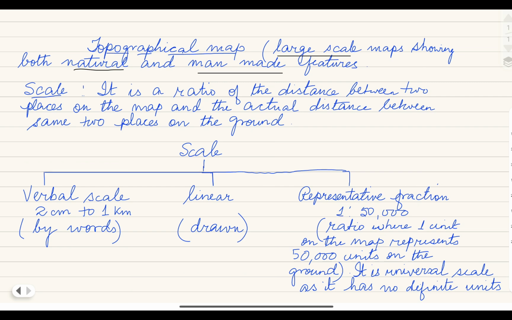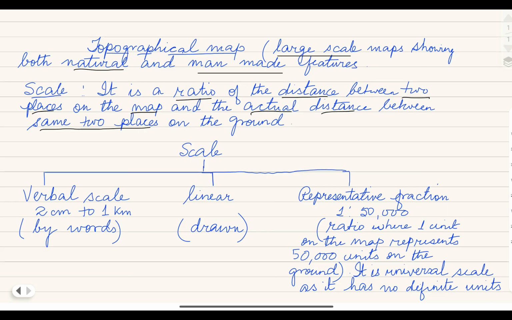Now, for the topographical map, the most important thing, the first thing that you should know, is what is a scale. Scale is a ratio of the distance between two places on the map and the actual distance between the same two places on the ground.